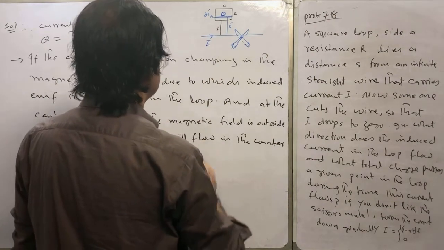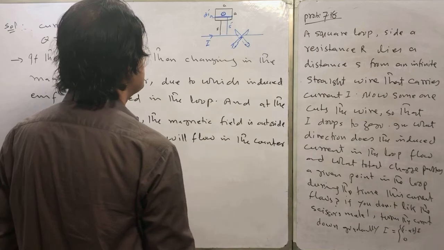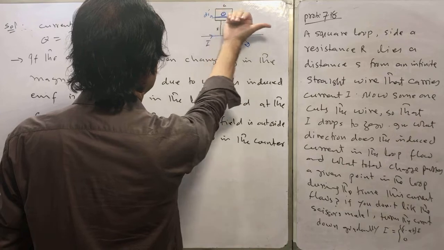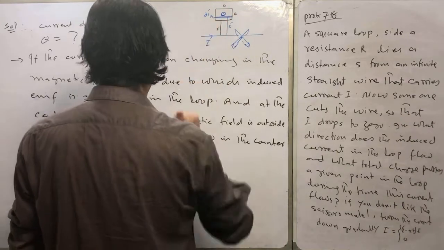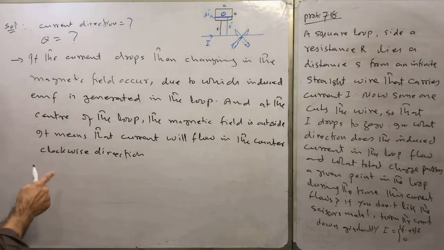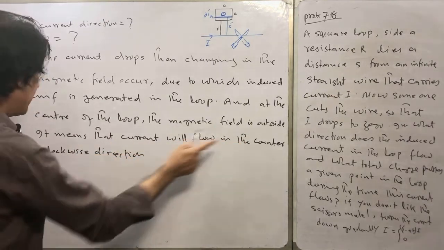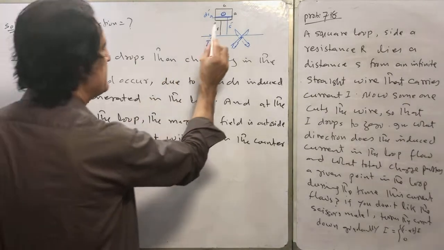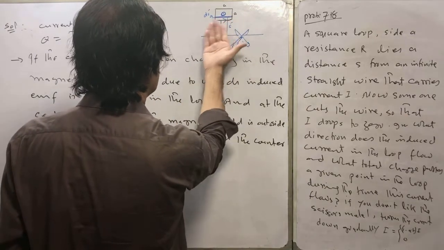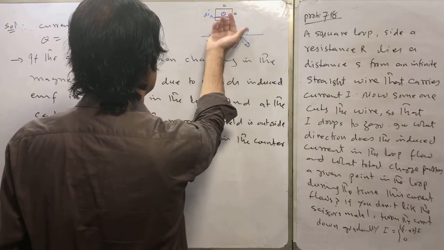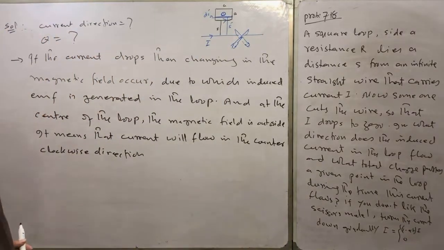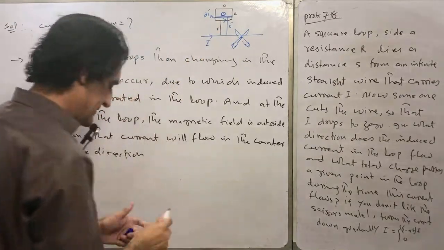If the magnetic field points in this direction, then the current will flow in this direction. So the current will flow in the counterclockwise direction, because the magnetic field will be pointing outward, and then the current flows this way.